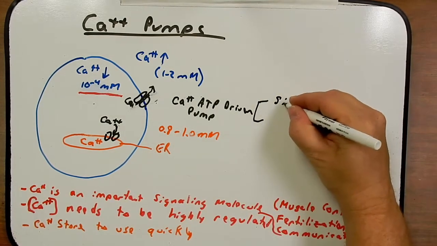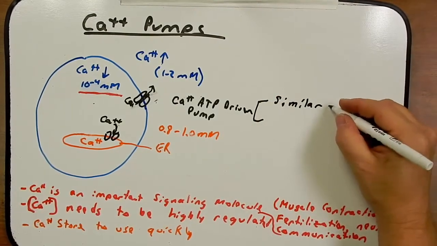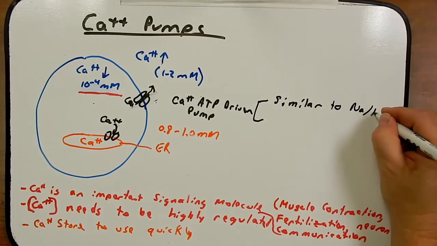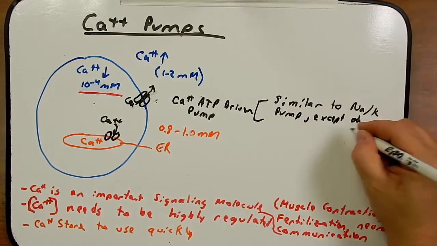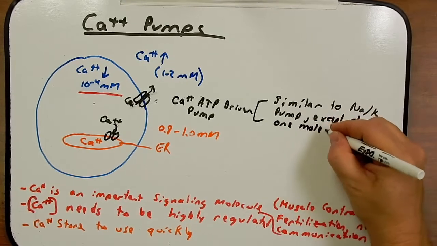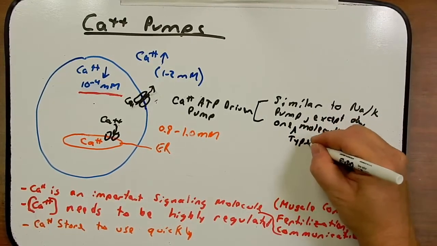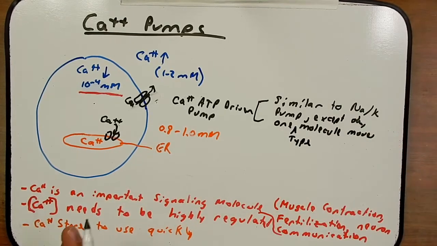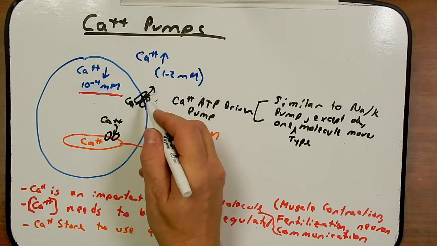This pump, let me say a few things about it real quick. It's similar structurally and in the way it works to the sodium-potassium pump we've already talked about, except only one type of molecule moves. Sodium and potassium, remember, they exchange. One goes in one direction and the other goes in the opposite direction. The calcium pump only takes calcium and moves it this way.